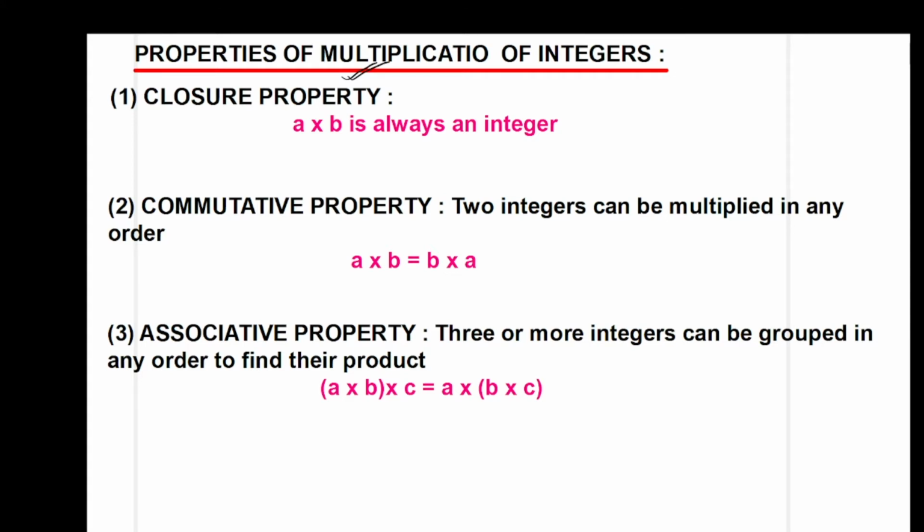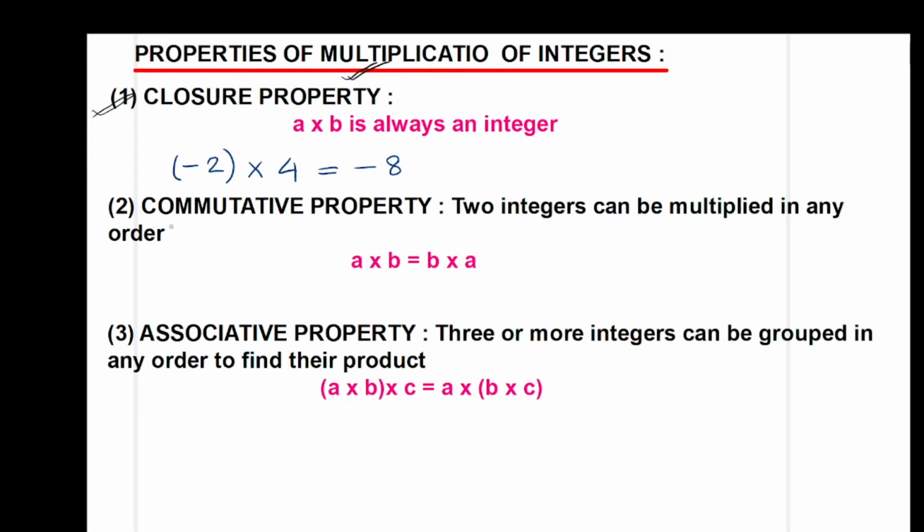Okay. So when two numbers are multiplied, if we get an integer, then it is called closure. Now see, minus 2 into 4. Minus 2 and 4 both are integers. When we multiply, we will get what? Minus 8. This is also an integer. So integers satisfy the closure property under multiplication.